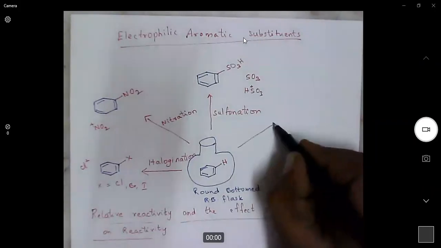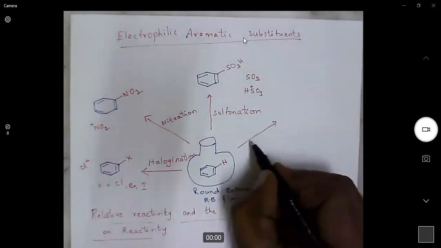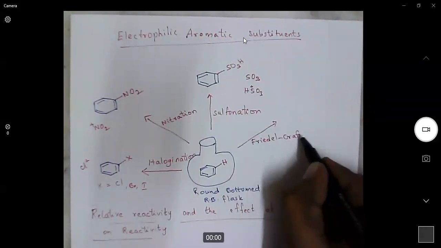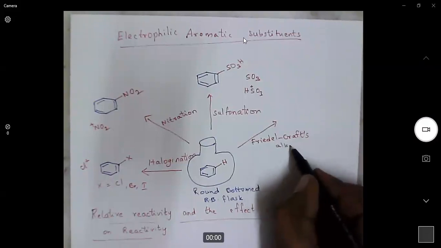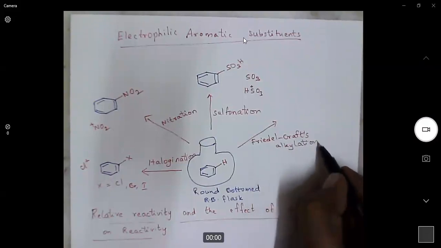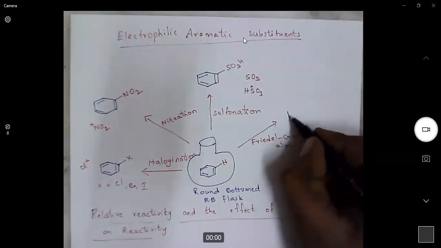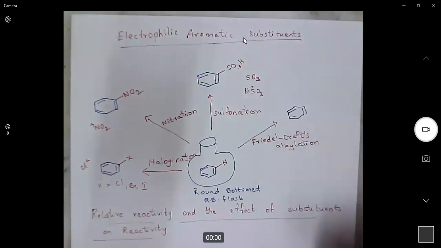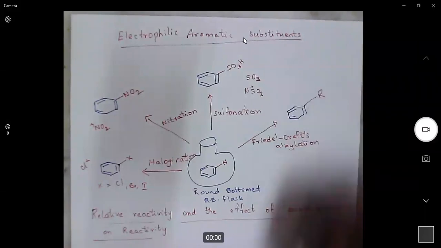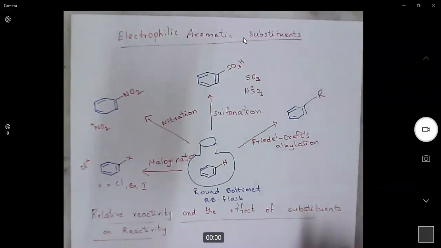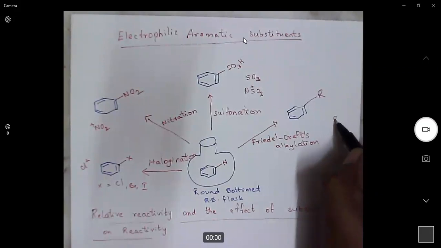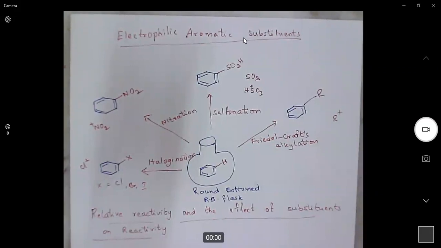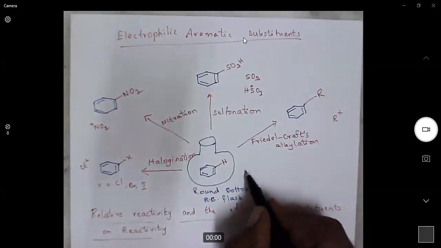The fourth aromatic electrophilic substitution is Friedel-Crafts alkylation. What is Friedel-Crafts alkylation? Substitution of an alkyl group for one of the aromatic hydrogens. So here we will substitute an alkyl group. What is the electrophile here? Electrophile is alkyl carbocation, methyl carbocation, ethyl carbocation, or propyl, or something like that.